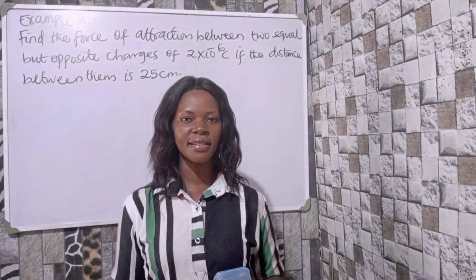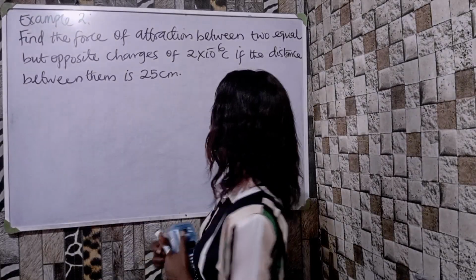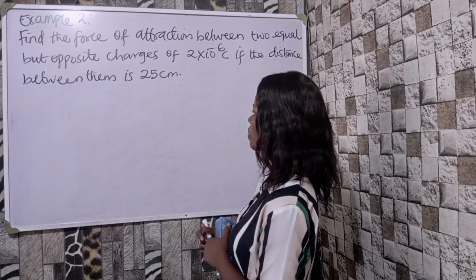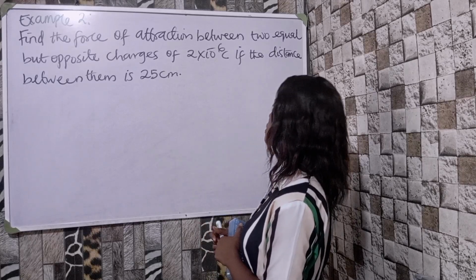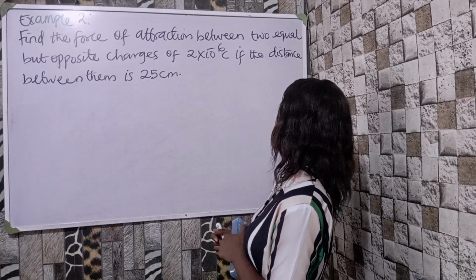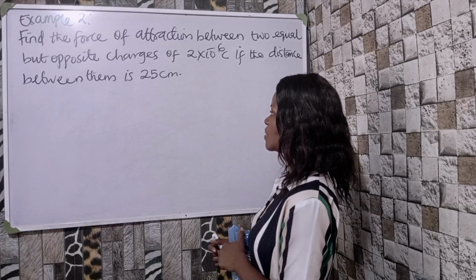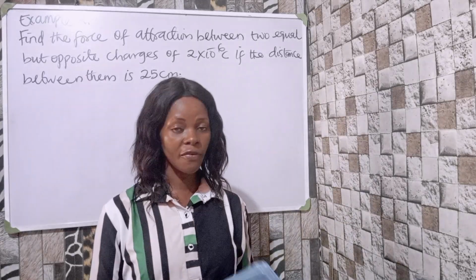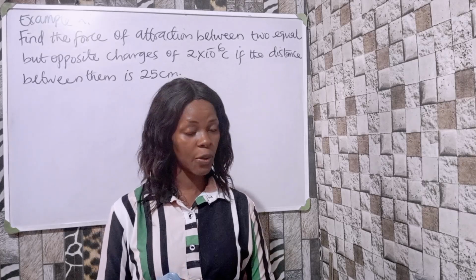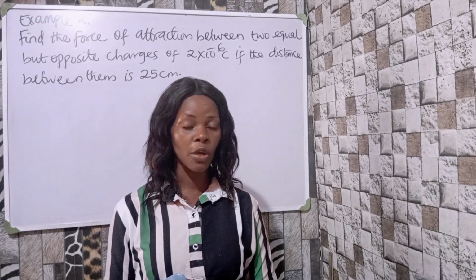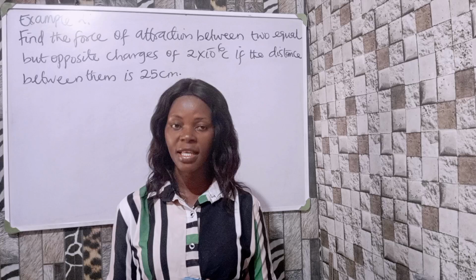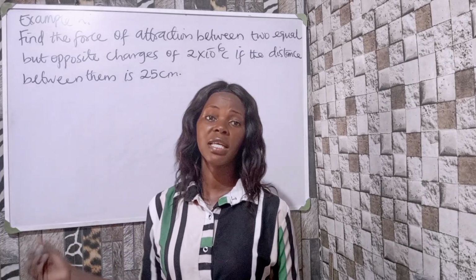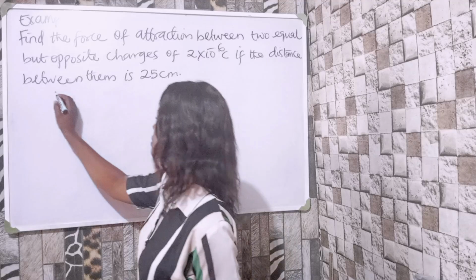So let us look at this second example. Find the force of attraction between two equal but opposite charges of 2 times 10 raised to power minus 6 coulombs, if the distance between them is 25 centimeters. Now this force you are looking for is the force of attraction, because the charges are equal but opposite. It means if one is positive, one is negative.